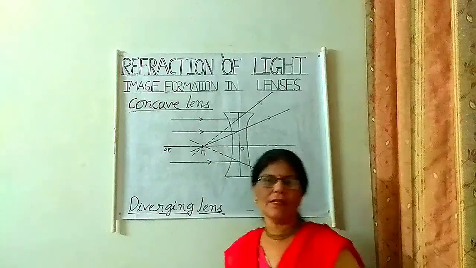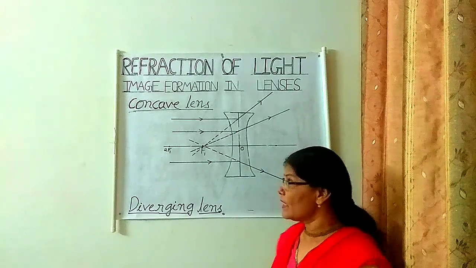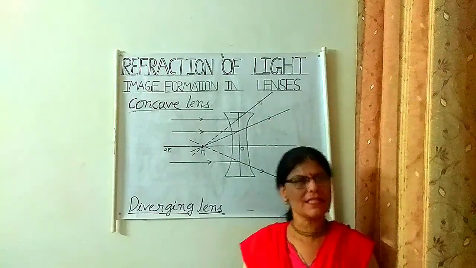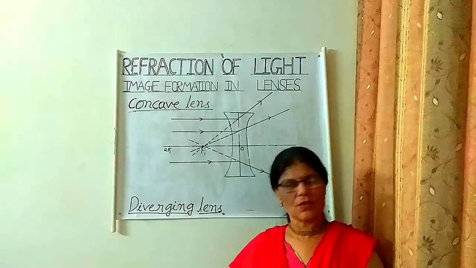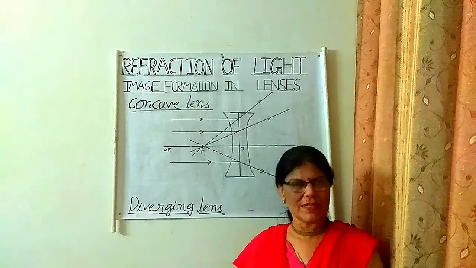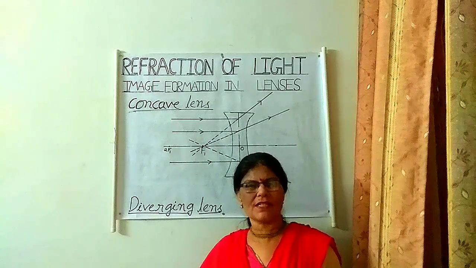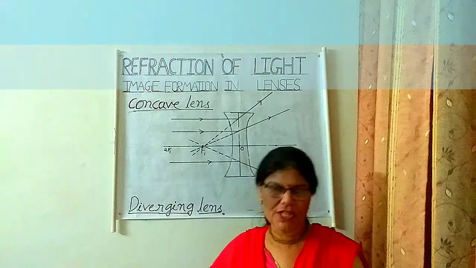So today we have done the rules. We have done 3 rules, and the concave lens is called a diverging lens and the convex lens is called a converging lens. So this is all about our today's chapter. In the next video, we will discuss the image formation for different positions of the object in the case of concave lens as well as convex lens. Thank you for watching.